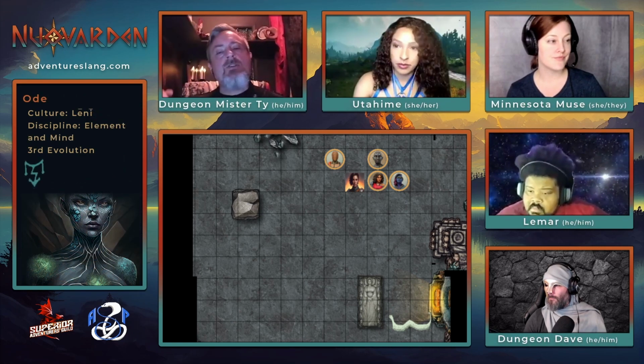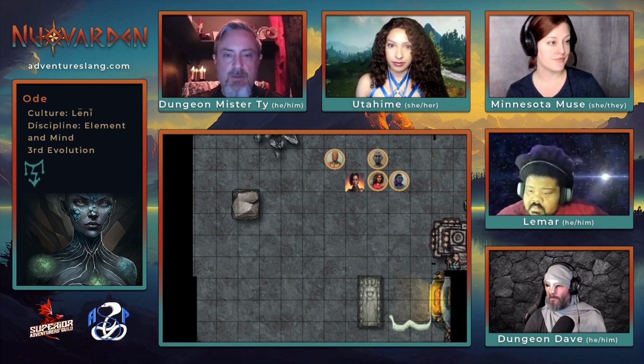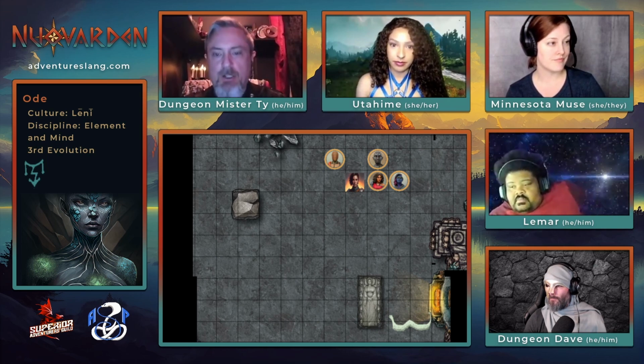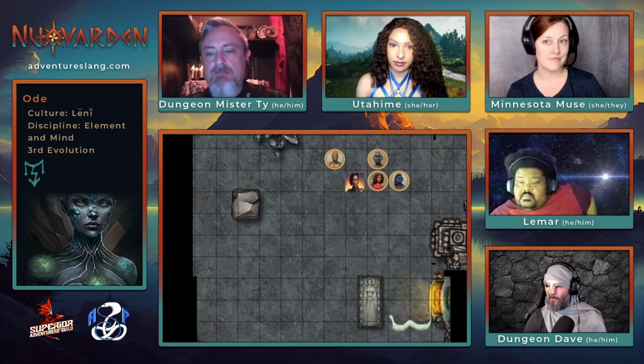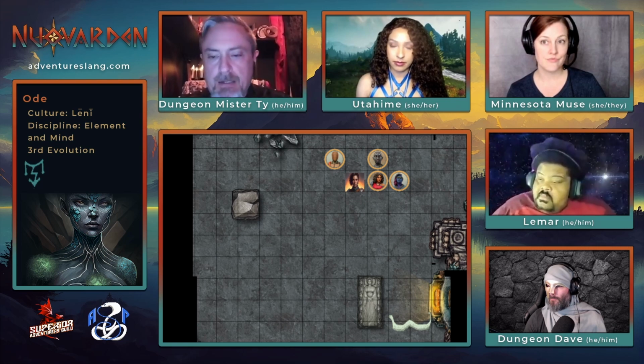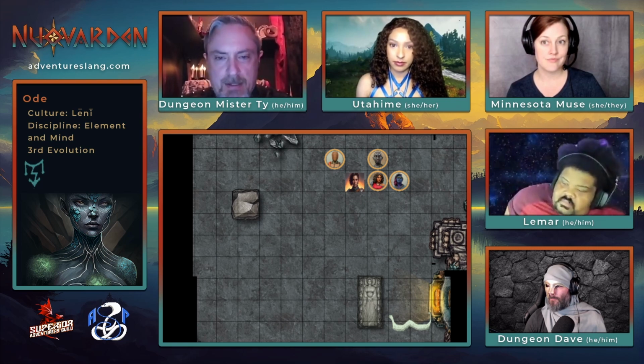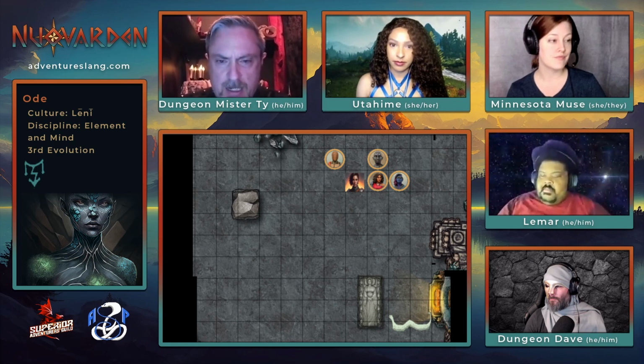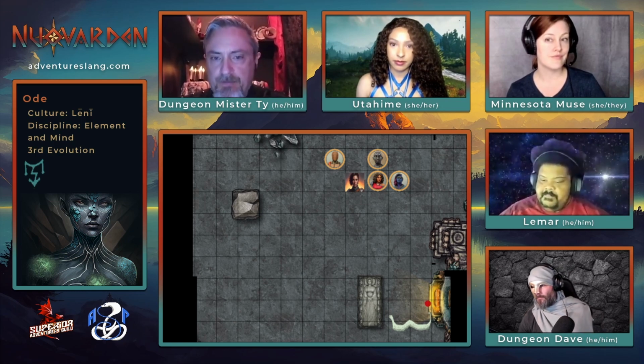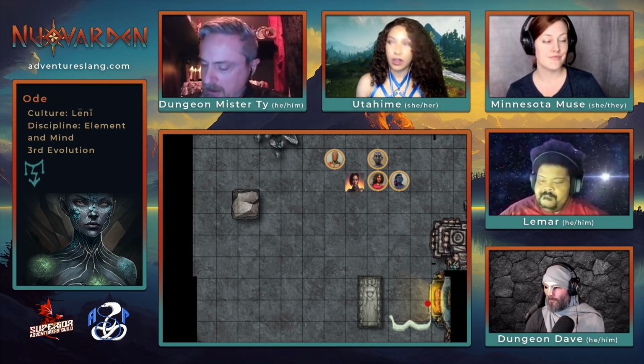Your arrow sings true and sinks to the fletching, and the creature clicks and clatters in its unique way as you hit it and damage it. And awesome. Okay, are you going to move or are you good?